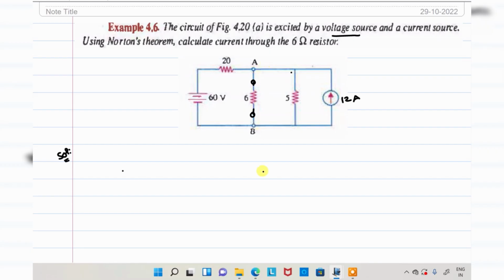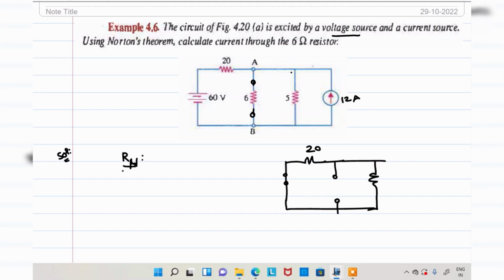In case of Norton's theorem, we have to find out 2 components. The first component is RN, Norton's resistance. It is easy. To find RN, short circuit the voltage source and open circuit the current source. This is a 20 ohm, this is a 6 ohm, that resistance should be open circuit while you are finding RN.